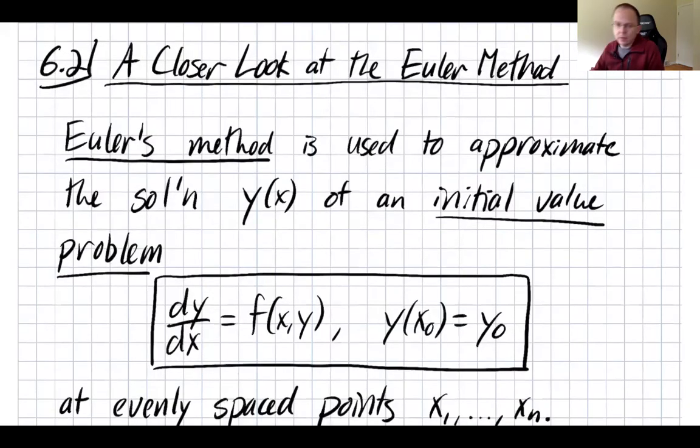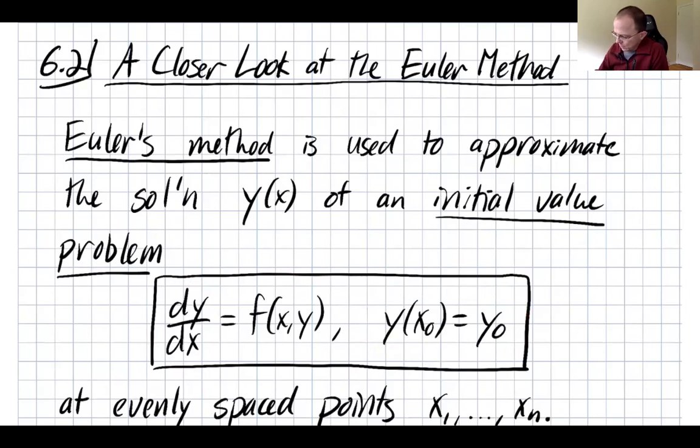Okay, so this is section 6.2, where we will take a closer look at the Euler method, and we will see an improved Euler method that is much more accurate than the simple Euler method that we looked at in the last section. So remember that Euler's method is a numerical method that is used to approximate the true solution of an initial value problem, which is a differential equation and some initial condition.